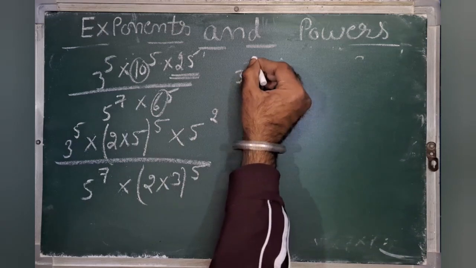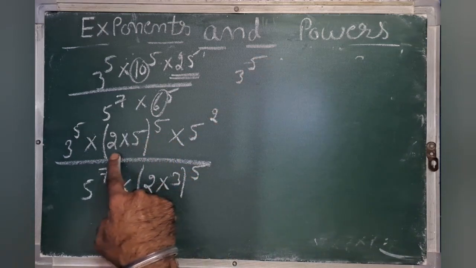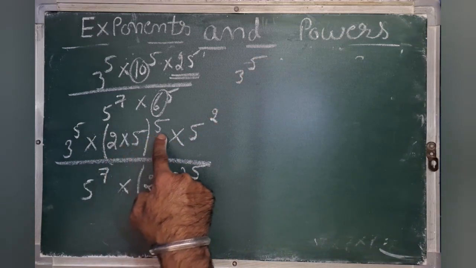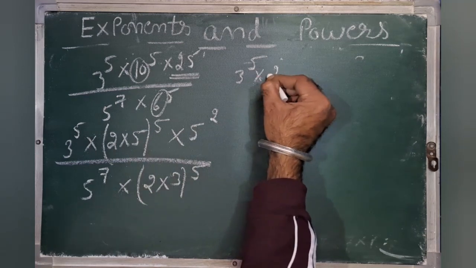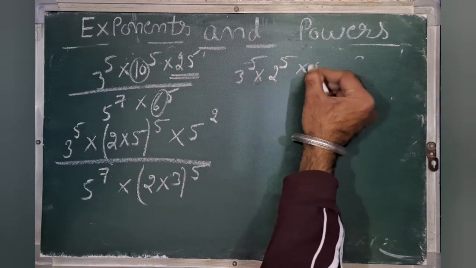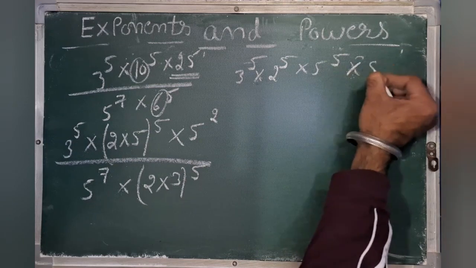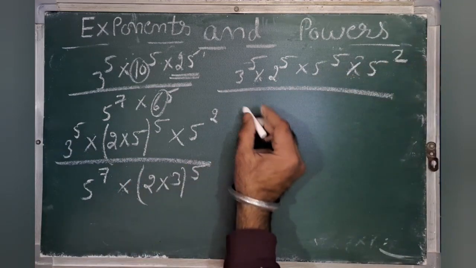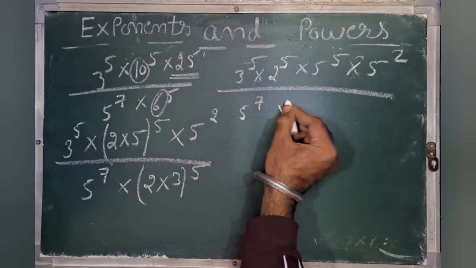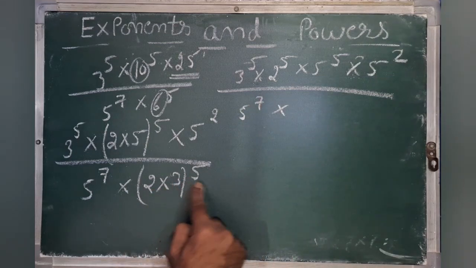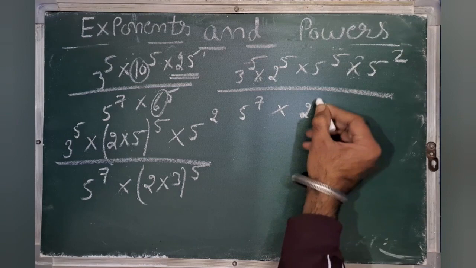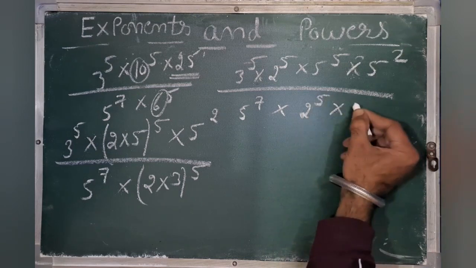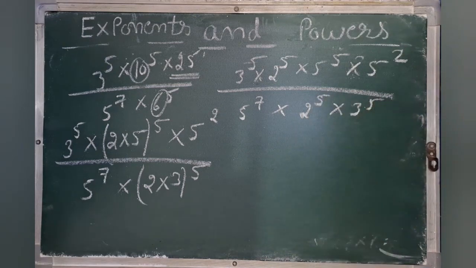So 3 power 5. Here, 2 power 5 and 5 power 5 also. Multiply 2 power 5 multiply 5 power 5, and again this 5 power 2 upon 5 power 7 multiply this 2 power 5 and 3 power 5 also. 2 power 5 multiply 3 power 5 also. For the beginners we can do one thing here.